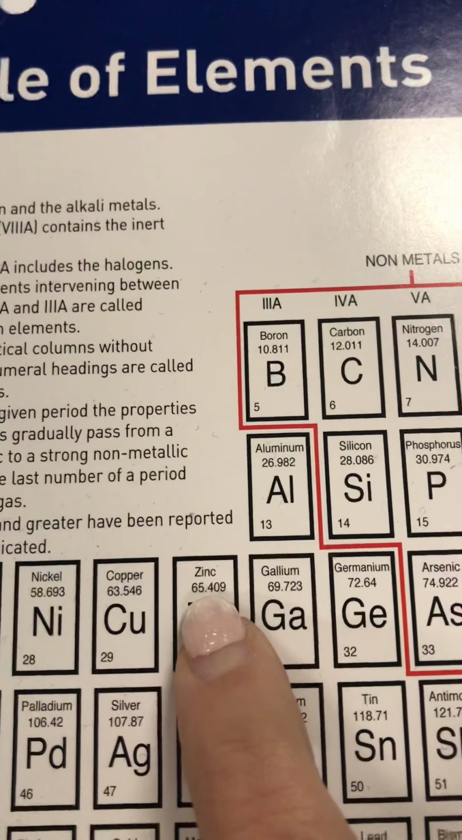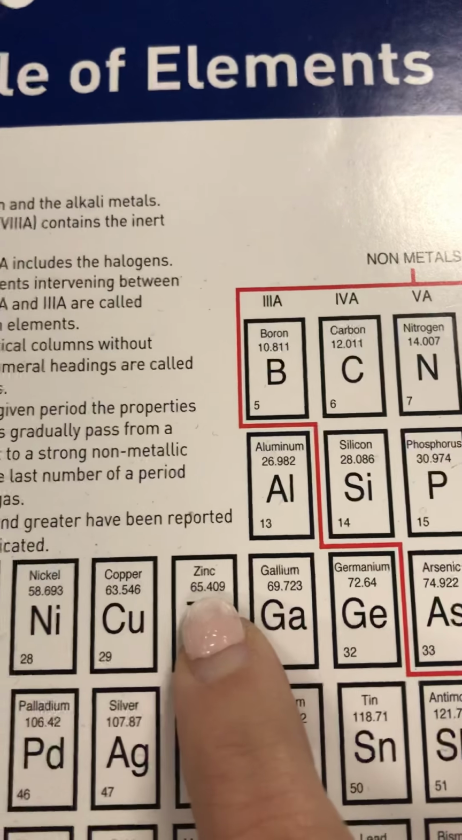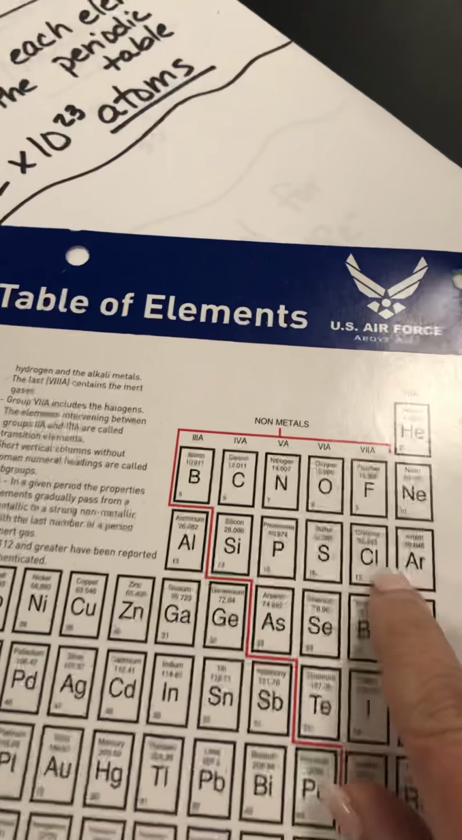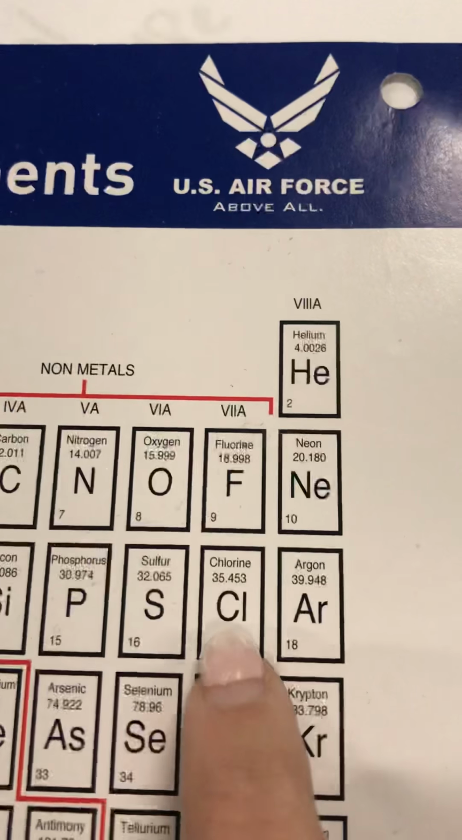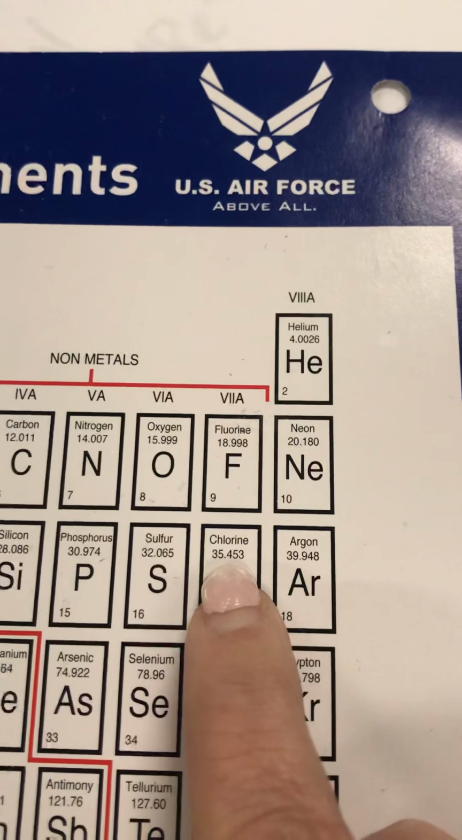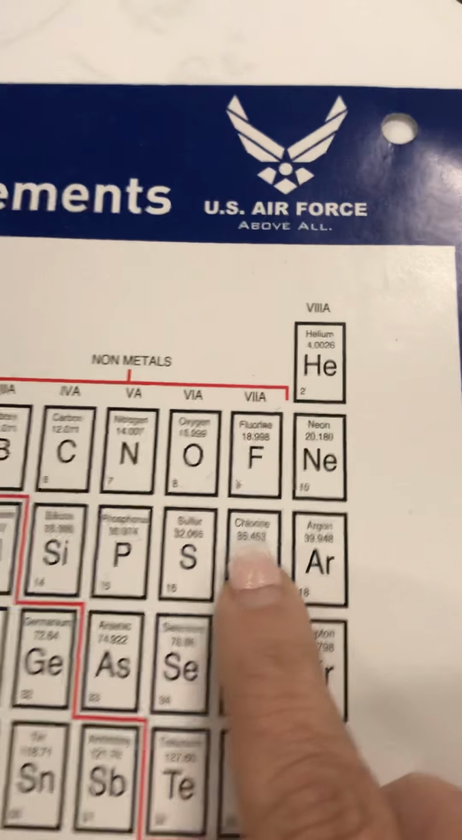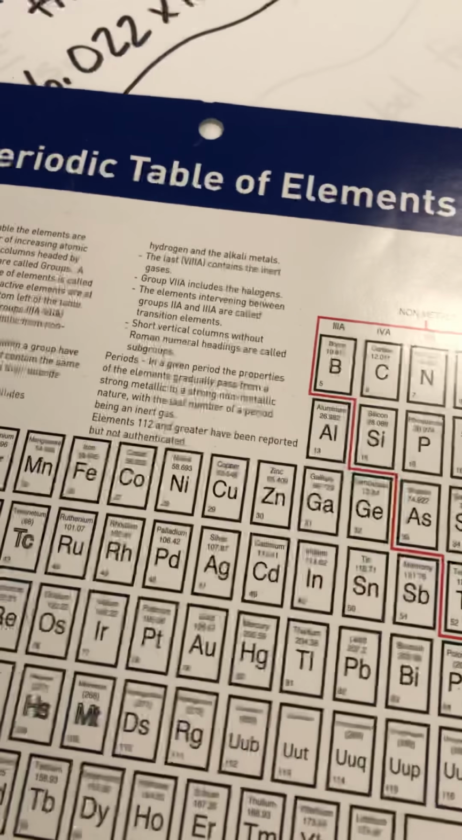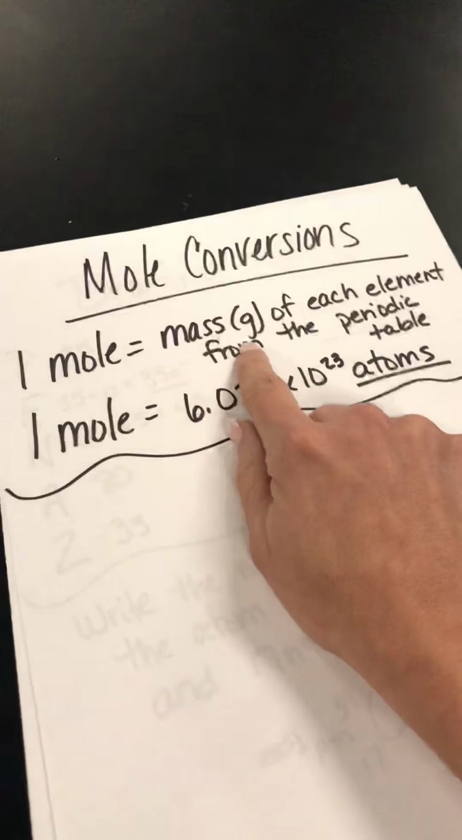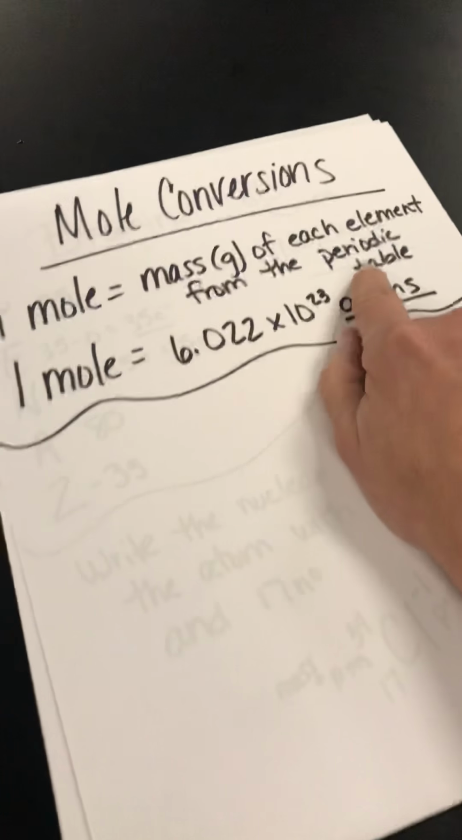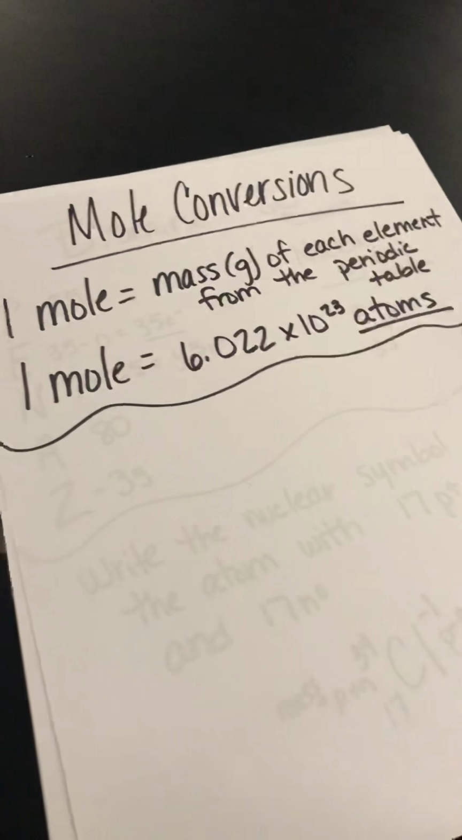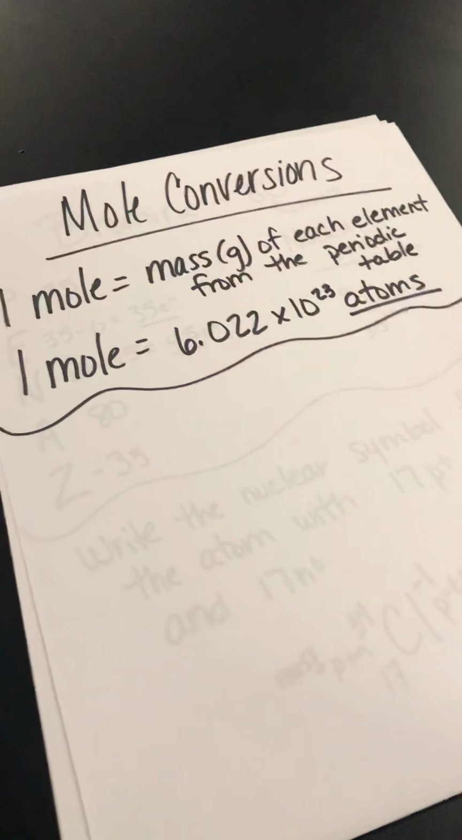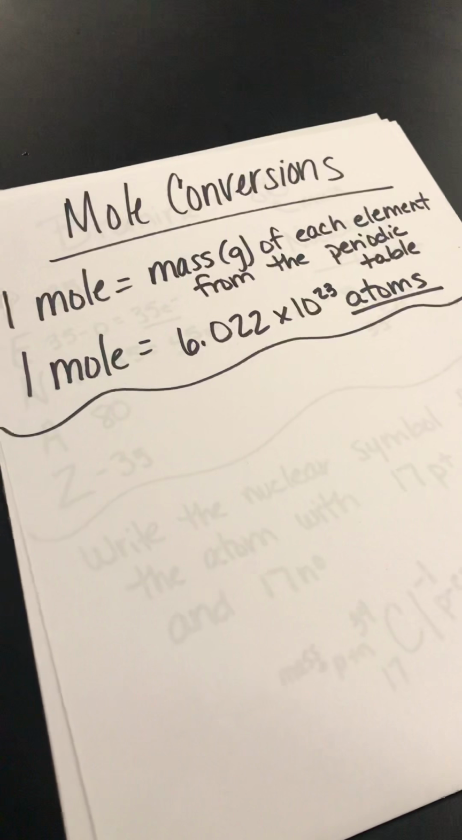If I want to know how many grams are in 1 mole of zinc, 1 mole of zinc is equal to 65.409 grams. If I want to know how many grams are in 1 mole of chlorine, 1 mole of chlorine is 35.453 grams. So, anytime we need to know how many grams are in 1 mole, we check the mass on the periodic table.